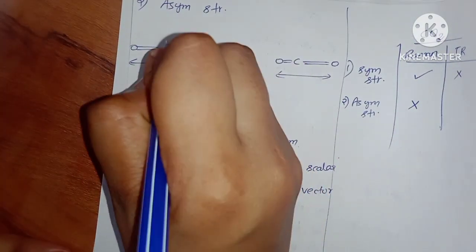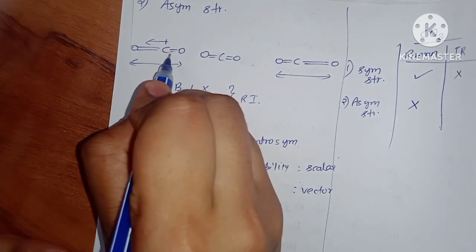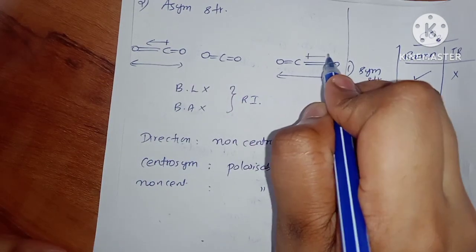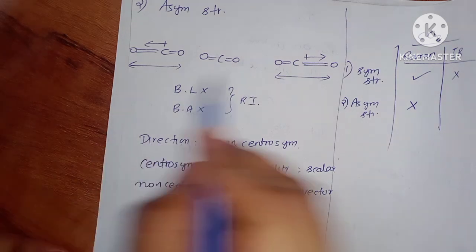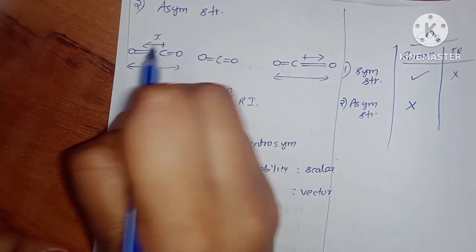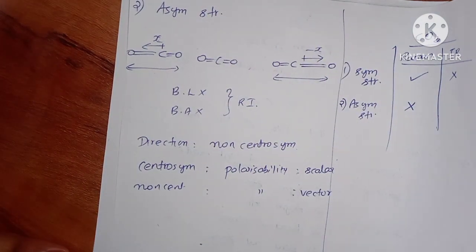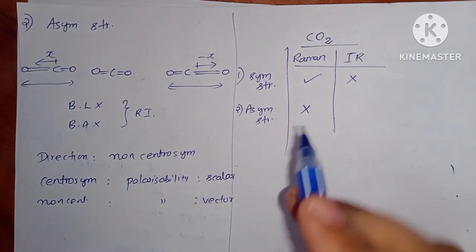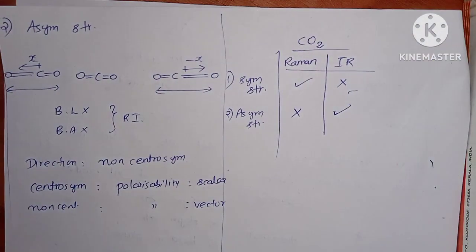For IR activity we consider the dipole moment. So here the net dipole moment is towards this side, because this is the large part and this is the small part. So net dipole moment is left side. Here the net dipole moment is right side. So we say there is change in dipole moment, and dipole moment we consider as a vector quantity here. So we have to consider the direction. If x is the dipole moment here, the dipole moment is minus x, just opposite direction. That we have to consider here. Dipole moment is always taken as a vector quantity. So there is a change in dipole moment. So we would say CO2 molecule asymmetric stretching is IR active.